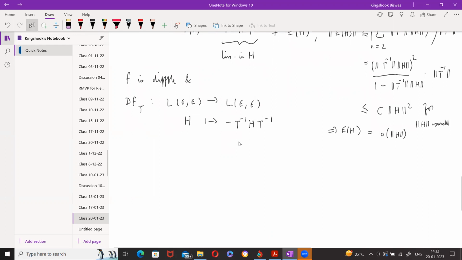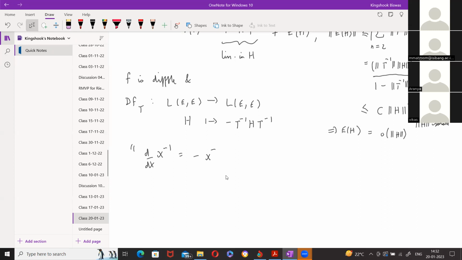Yes? Okay. Are you there? Yes, sir, it's fine. So if you notice, this is actually a non-commutative version of the formula d/dx of x inverse in one variable. This is minus x to the minus 2, right? In this case, what is the derivative?